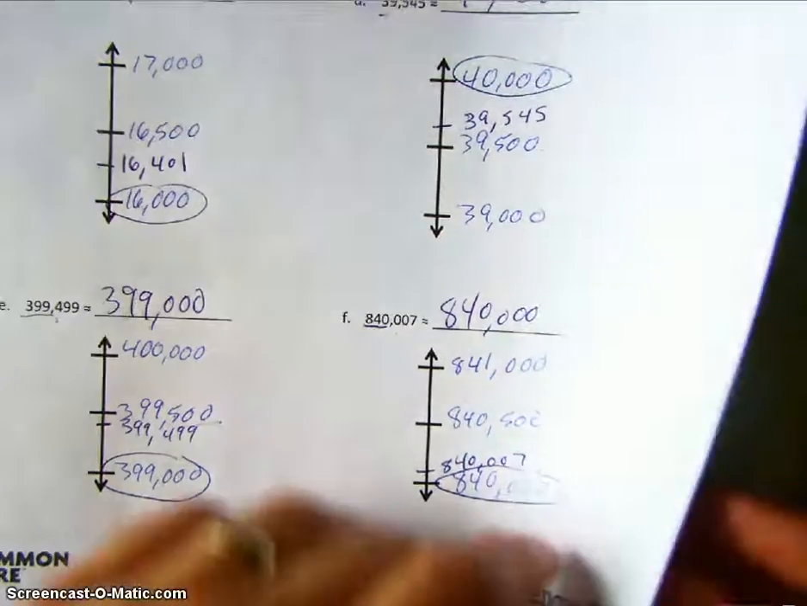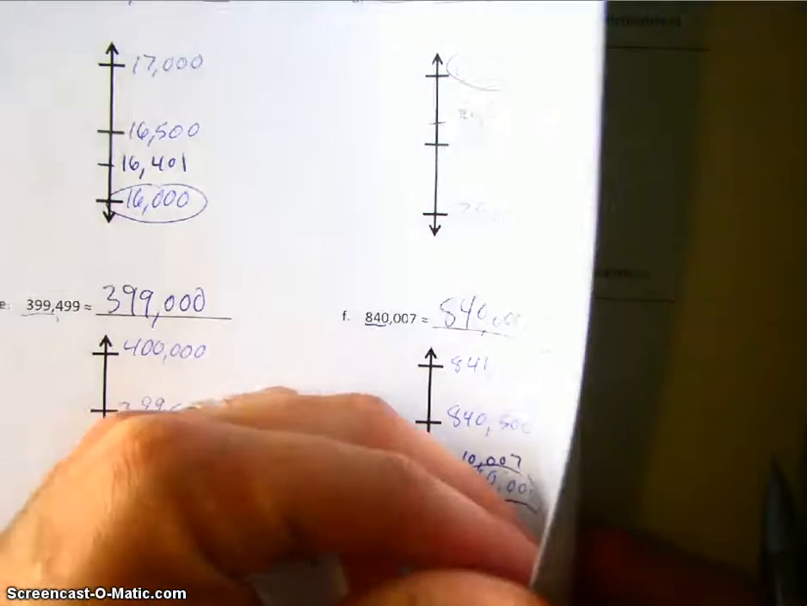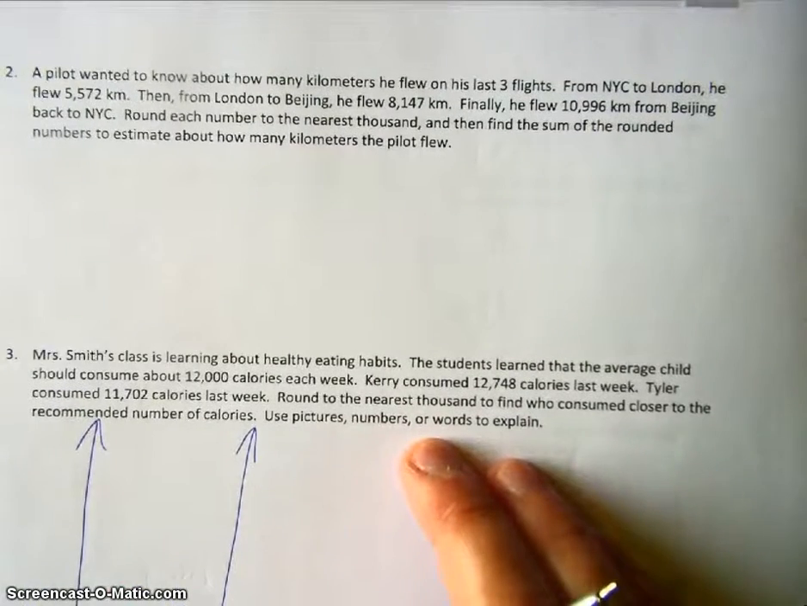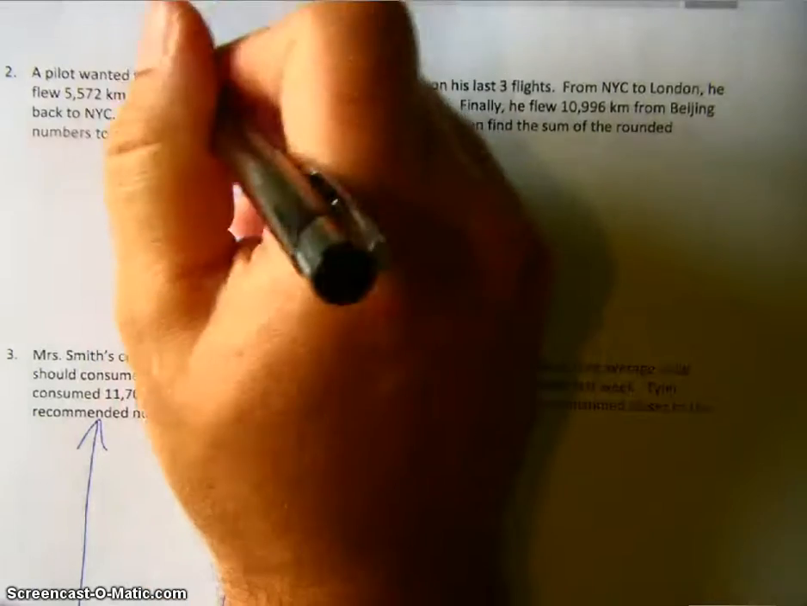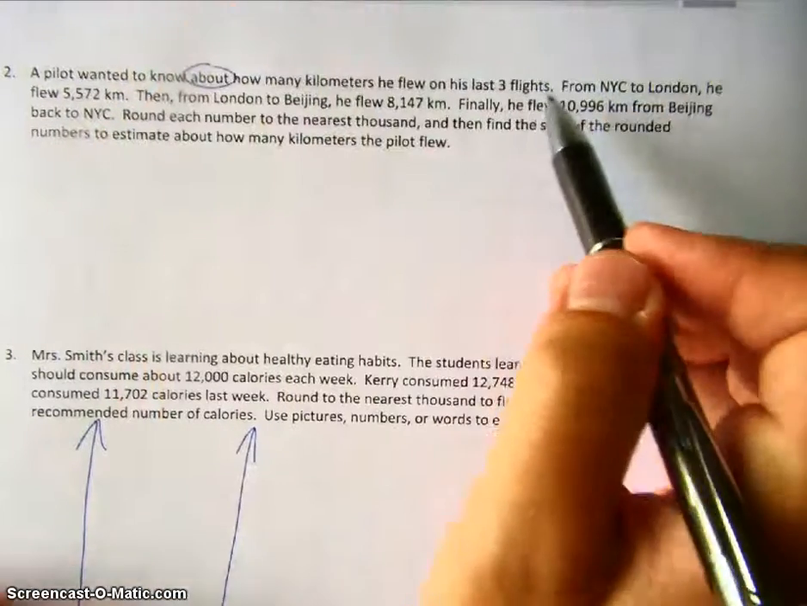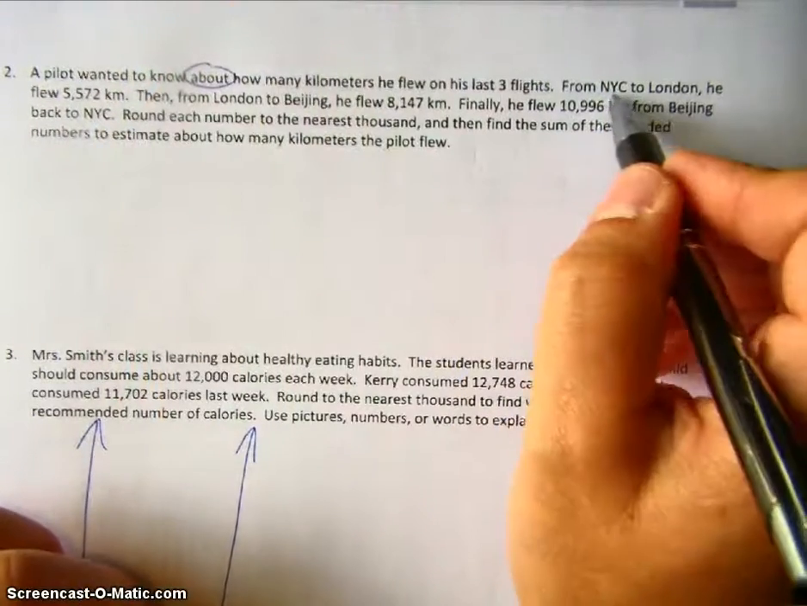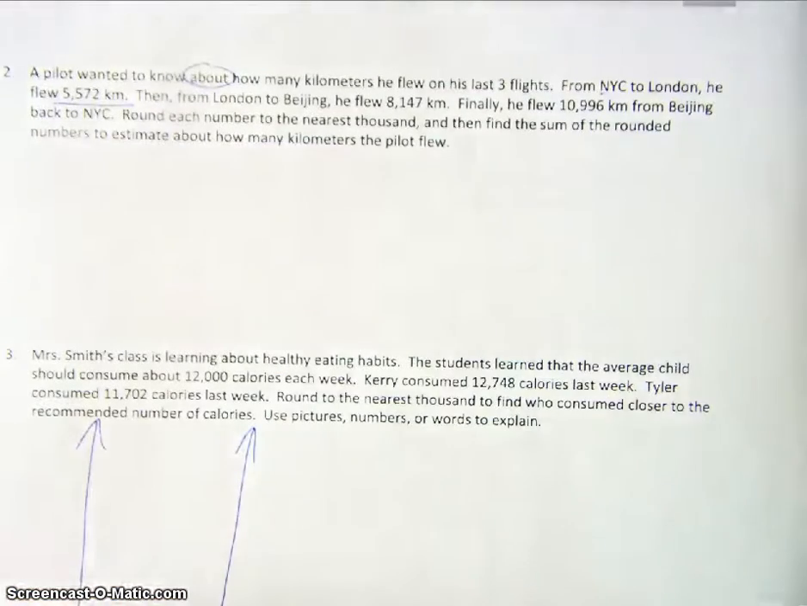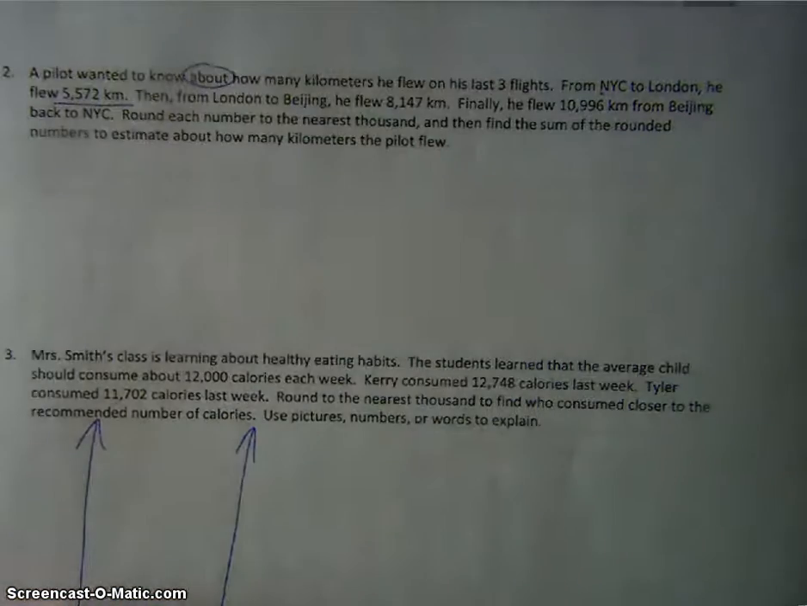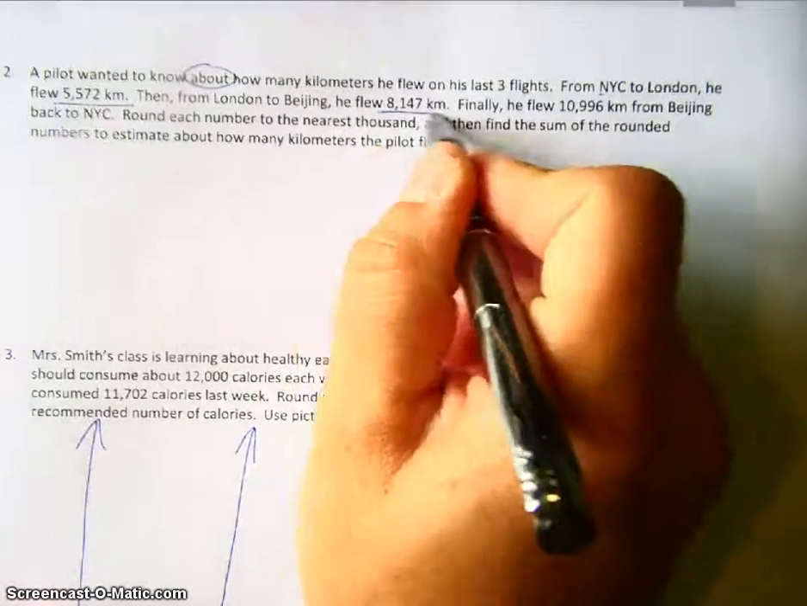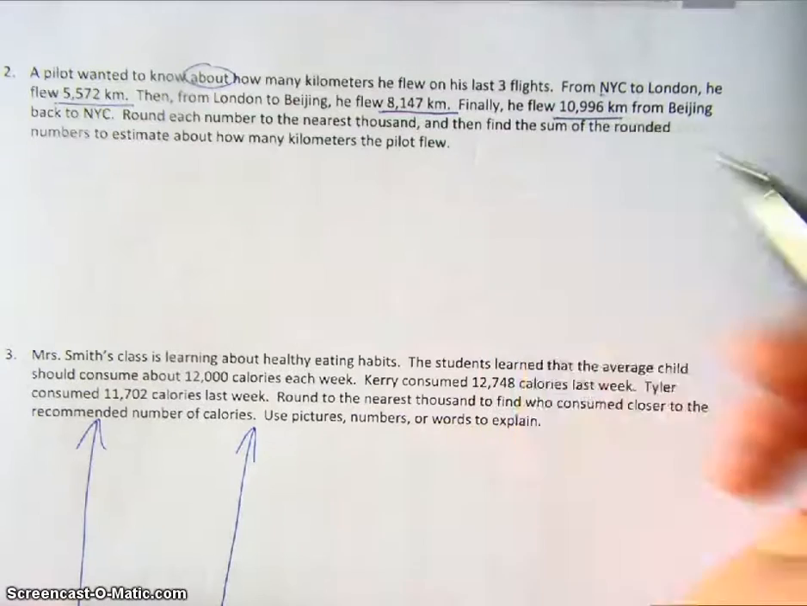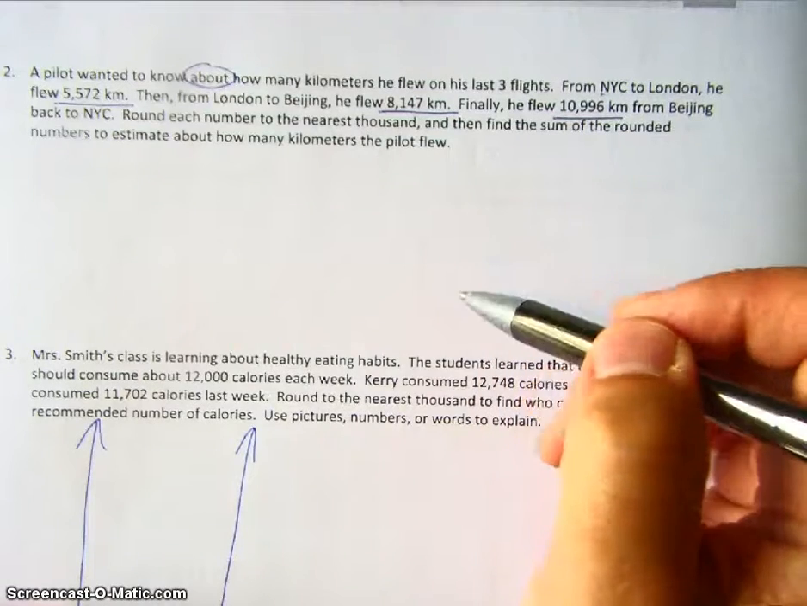Moving on to our next page, we have a few word problems. For number 2, a pilot wanted to know about how many kilometers he flew on his last 3 flights. From New York City to London, he flew 5,572 kilometers. Then from London to Beijing, he flew 8,147 kilometers. Finally, he flew 10,996 kilometers from Beijing back to New York City.